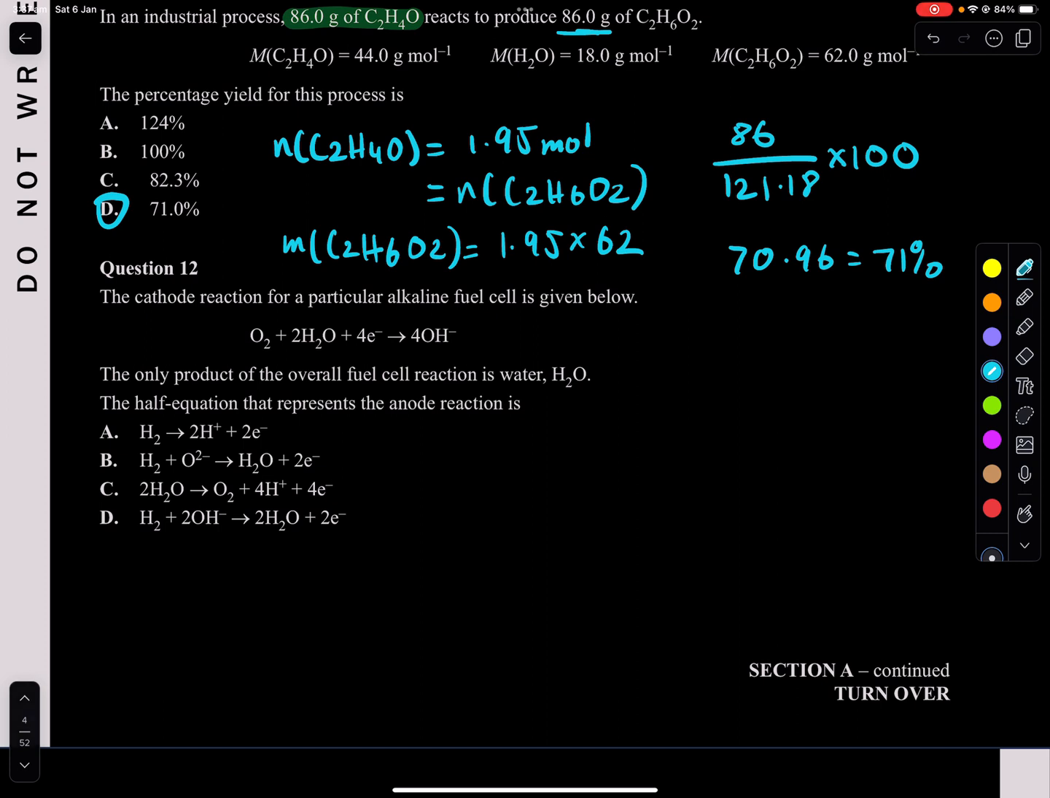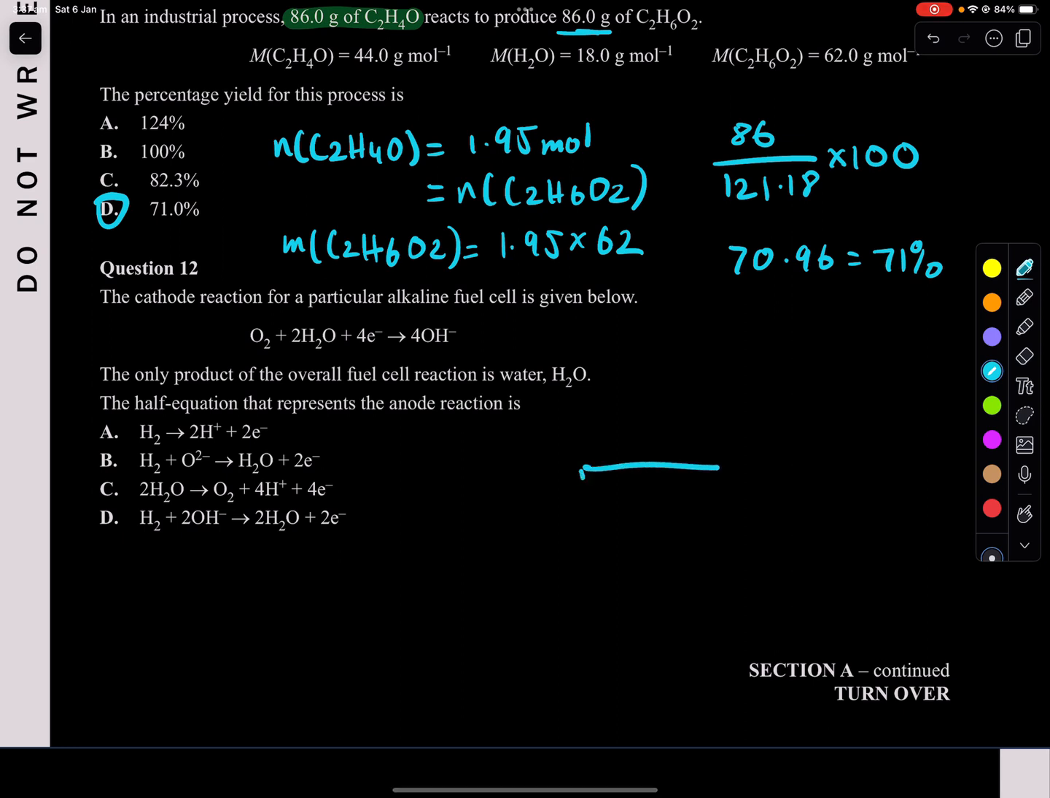Question 12. The cathode reaction for a particular alkaline fuel cell is given. Remember, alkaline. So we're going to have OHs in it. The only product of the overall fuel cell is water. Remember? Only product. The half equation that represents this anode reaction is what? Well, okay. If I was drawing it like a fuel cell, it's easy. You can do it quicker, but I want to really represent how it looks.